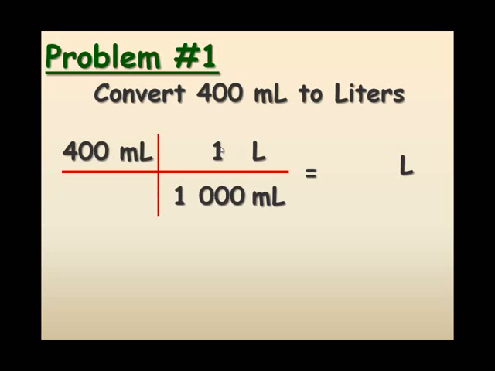Right? Now, you could look at this and say, maybe I should have it the other way around. I should have the 1,000 on top. Well, the nice thing about factor label is it tells you how to set it up. It tells you which of these goes on top. And that is because mathematically I want to be able to cancel my units. I want to cancel these milliliters with these milliliters in order to get an answer in liters. Okay? So this is just a 1 here. You can put it there if you want. If I do that, I get 0.400 liters.